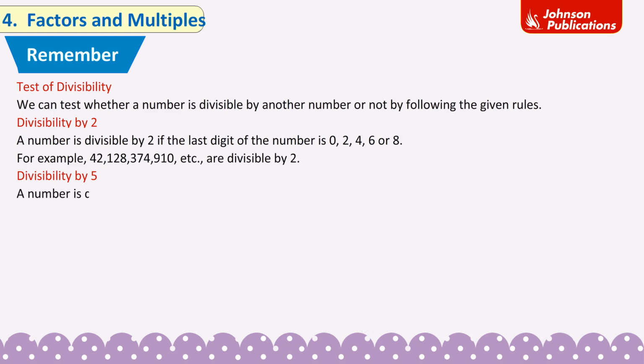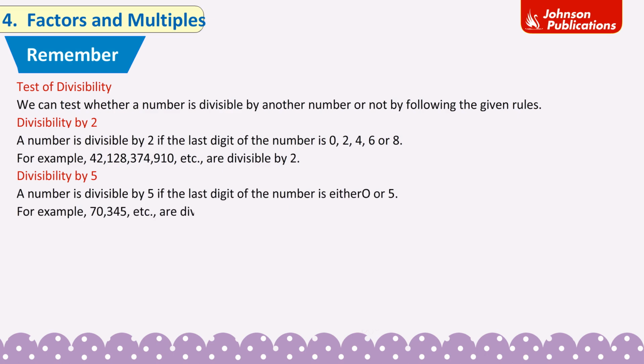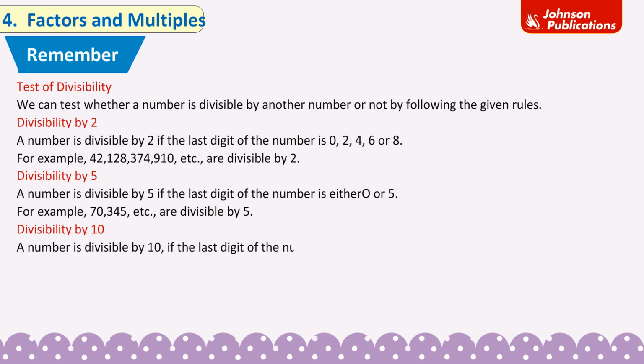Divisibility by 5. A number is divisible by 5 if the last digit of the number is either 0 or 5. For example, 70, 345, etc. are divisible by 5. Divisibility by 10. A number is divisible by 10 if the last digit of the number is 0. For example, 80, 120, 790, etc.